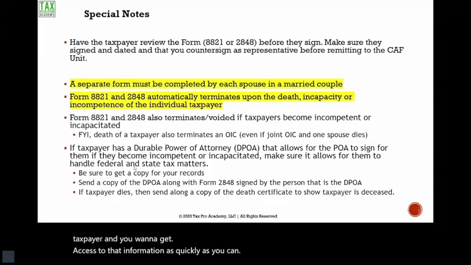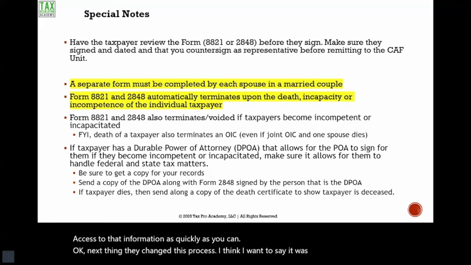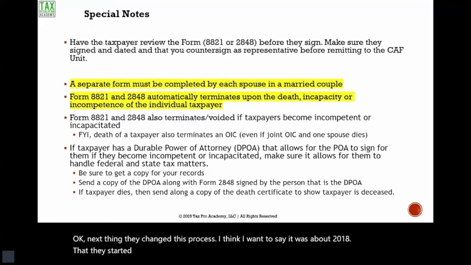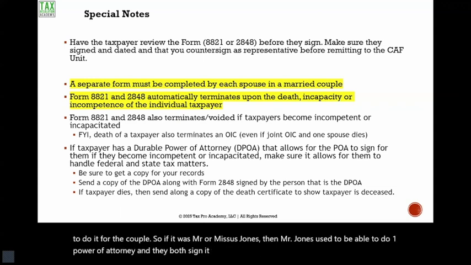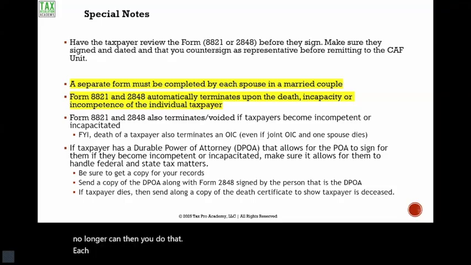Okay, next thing. They changed this process. I think it was about 2018 that they started requiring a power of attorney for each separate person in the couple. So if it was Mr. and Mrs. Jones, then Mr. and Mrs. Jones used to give a power of attorney, and they both sign it. As of 2018, I think it was January 2018, they said that you can no longer do that. Each person now has to have their own individual power of attorney.